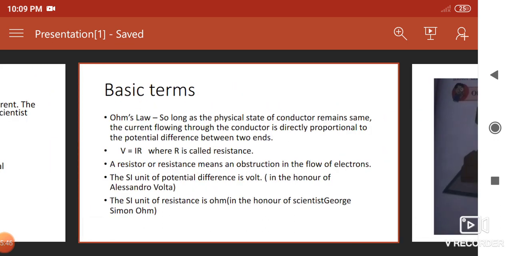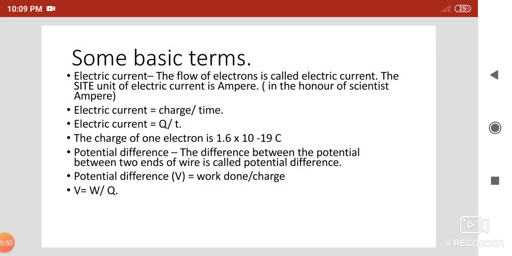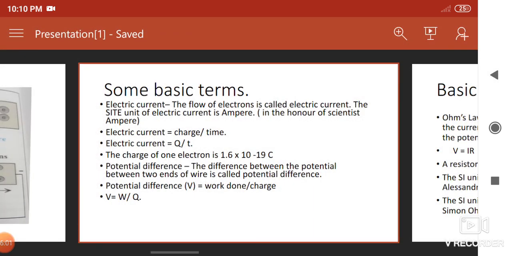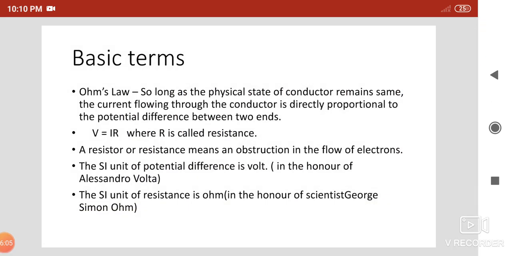Now the SI unit of the potential difference is the volt. It is given in honor of the scientist Alessandro Volta. Now after studying potential difference, let us study Ohm's law. This Ohm's law gives the relation between the potential difference and electric current.